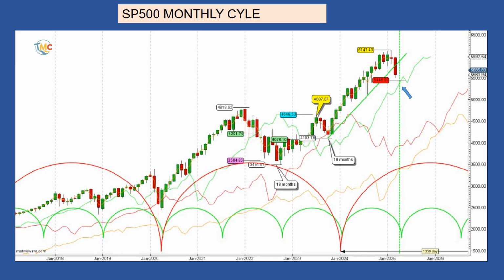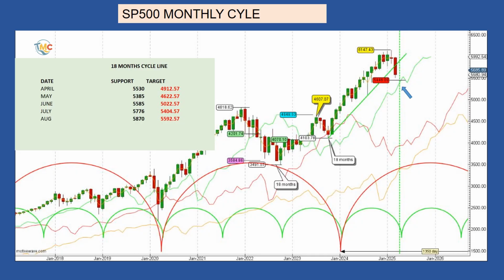Anytime during the summer, the S&P 500 crossing below its 18-month cycle line will be a warning of the possibility of further decline. Here is the table with the 18-month cycle line for the next few months, with the potential downside target if the S&P 500 crosses below it during the summertime.